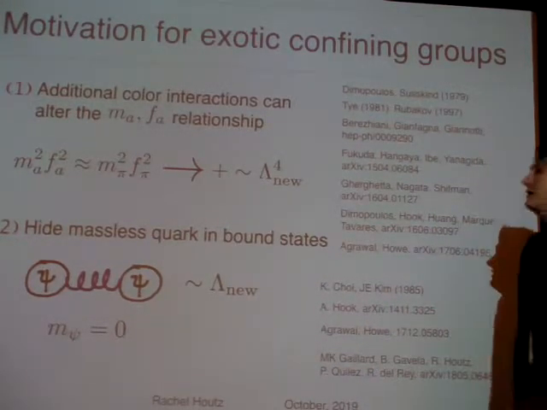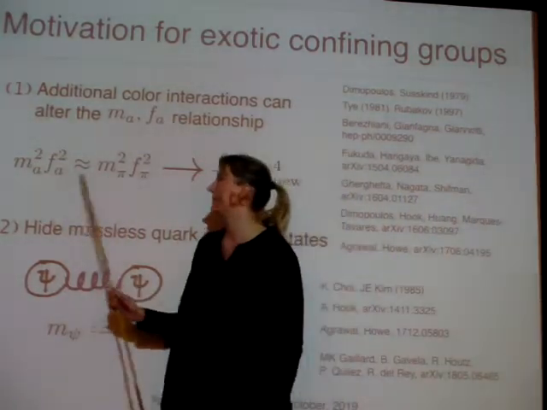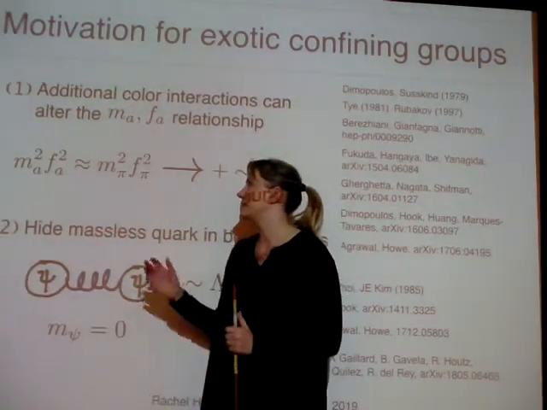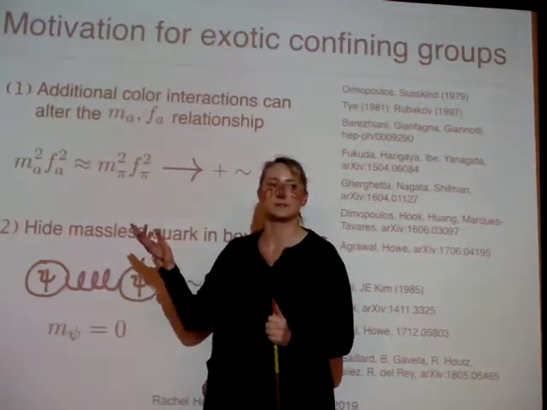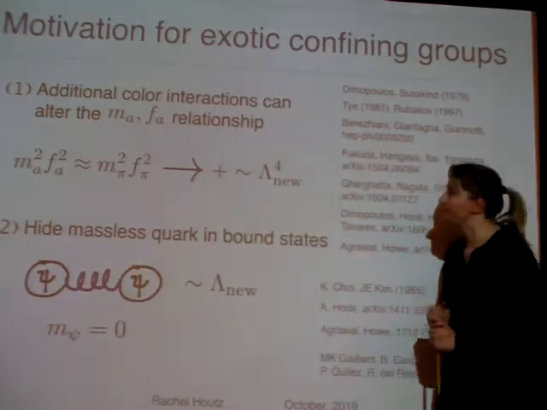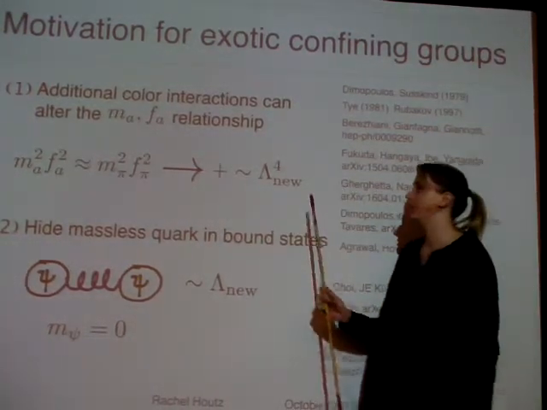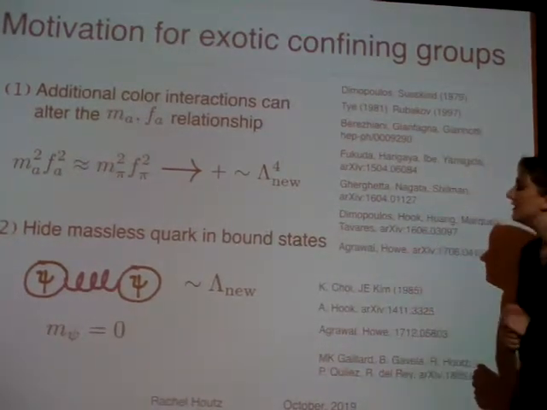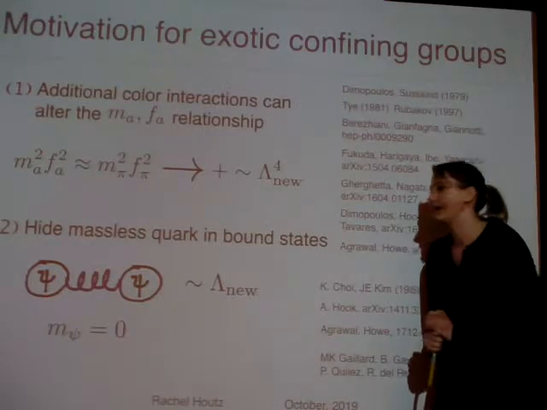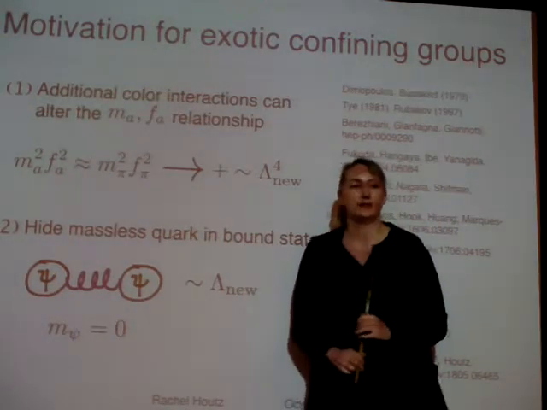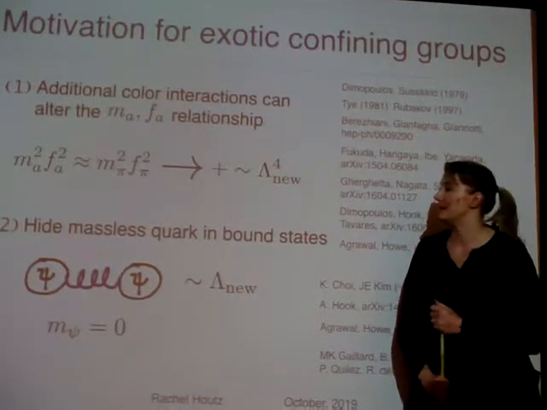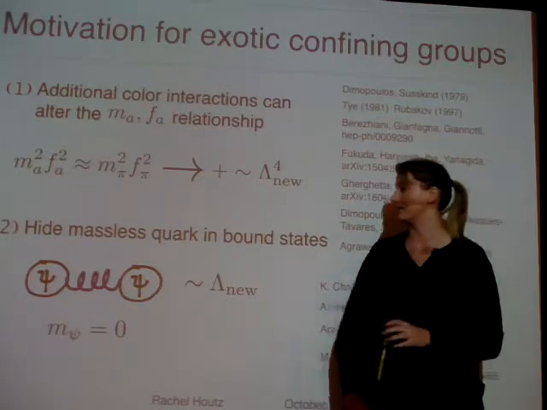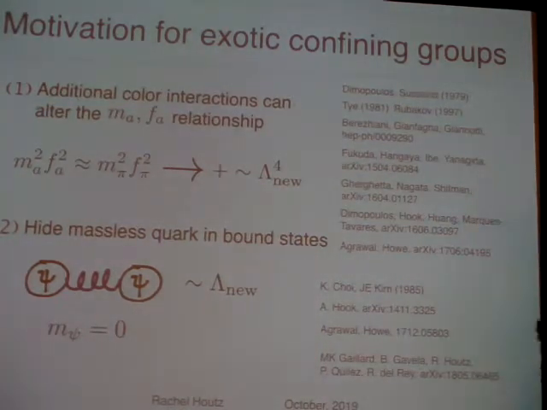So for one thing, before I said the invisible axion line follows a relationship that looks like this, where the mass of the axion times the decay constant of the axion goes like the mass of the pion times the decay constant of the pion. But if you have a confining sector, you can get new contributions to the axion potential that go like the confinement scale of the confining sector. Also, if you have an exotic confining sector, you open up the possibility of a massless quark solving the strong CP problem, because the massless quark could be hidden in bound states that are very heavy because of the binding energy of the confining group. And this has been pretty well studied.